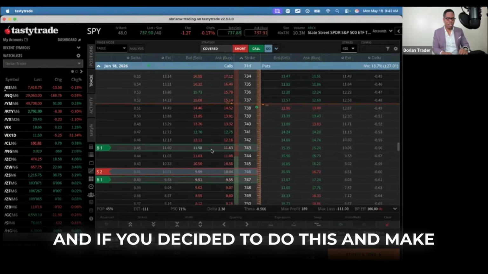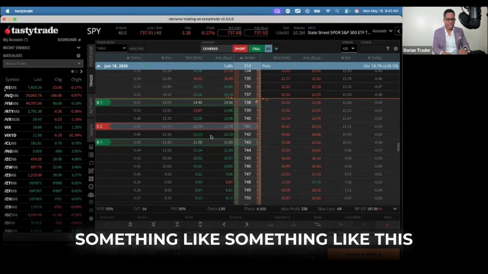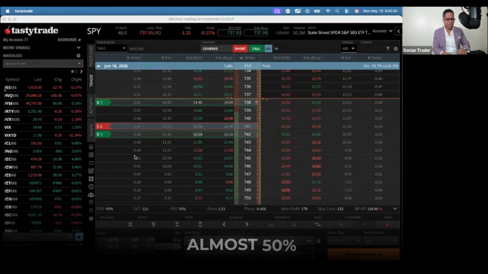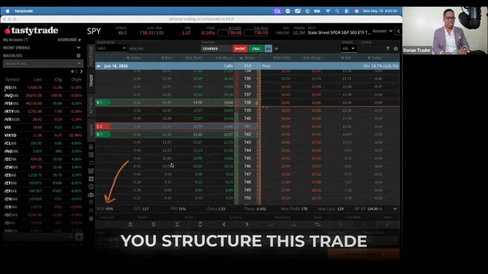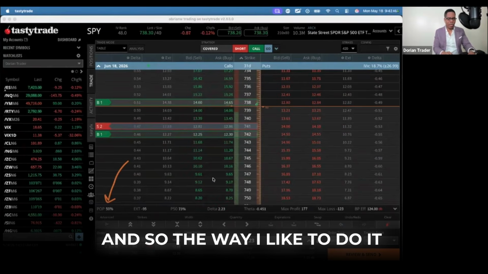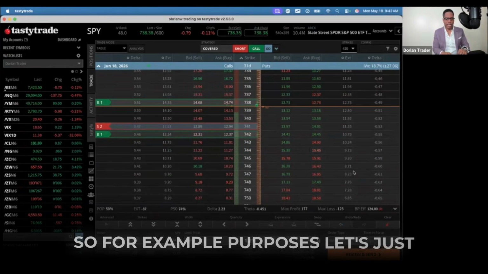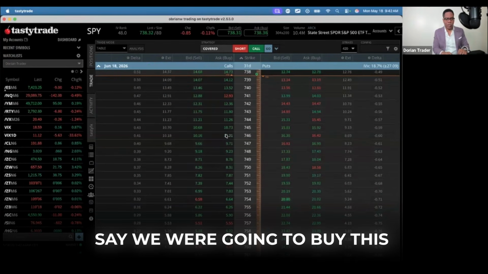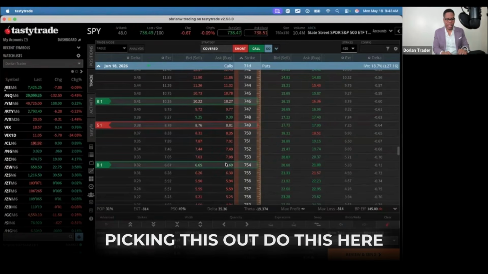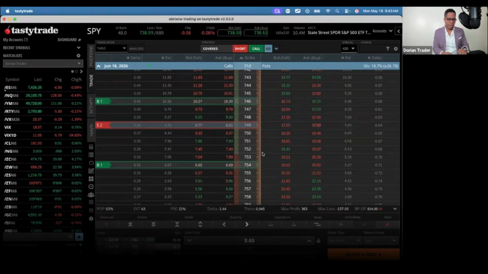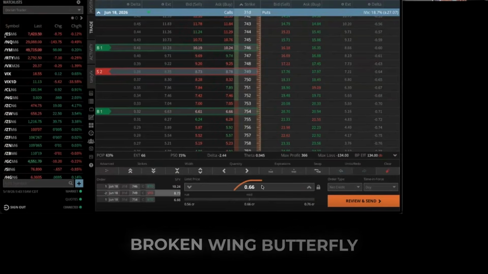And if you decided to do this and make it closer to at the money, something like this, you'll see that now it went up to almost 50% of being able to make some money. So it's just the way you structure this trade. And so the way I like to do it is do a broken wing butterfly, but do it for a credit. So for example purposes, let's just say we were going to buy this and, just picking this out, do this here. And so this right here is going to give us a credit to do this broken wing butterfly.